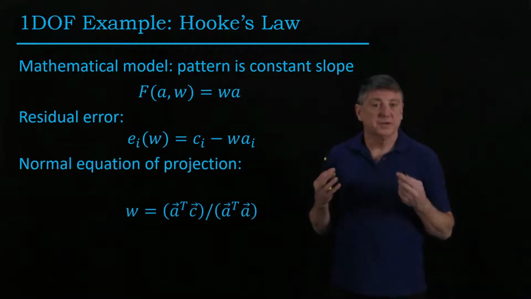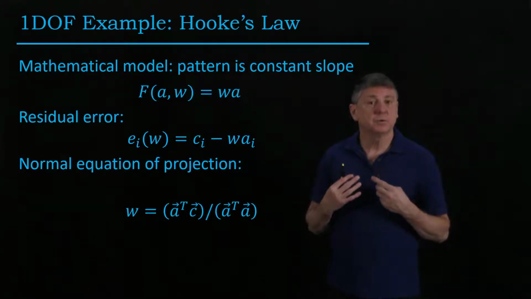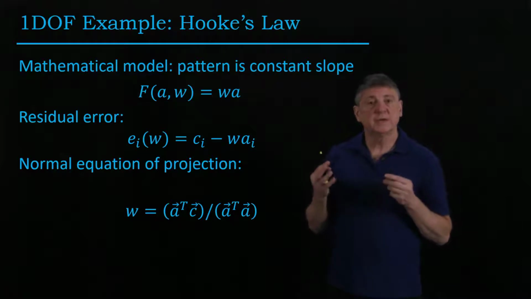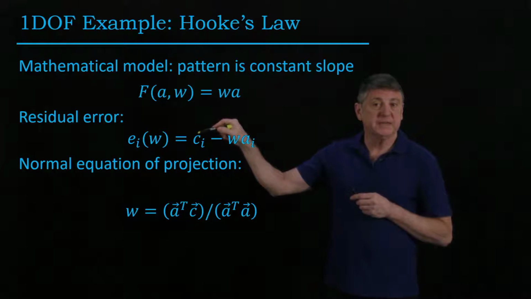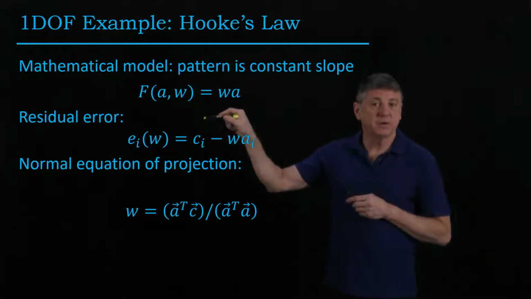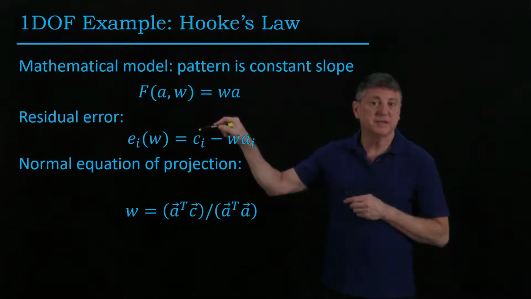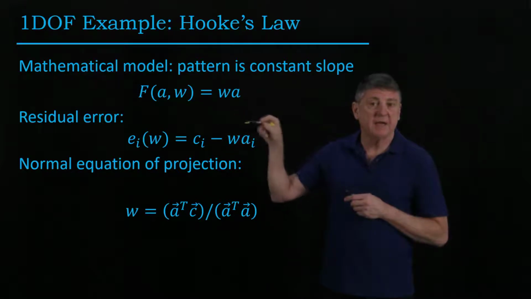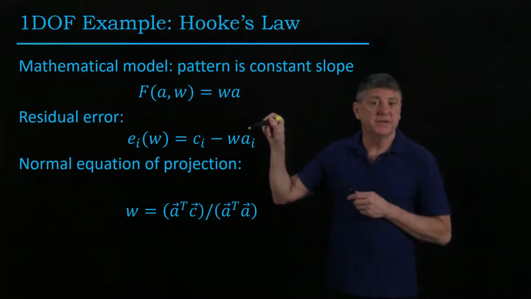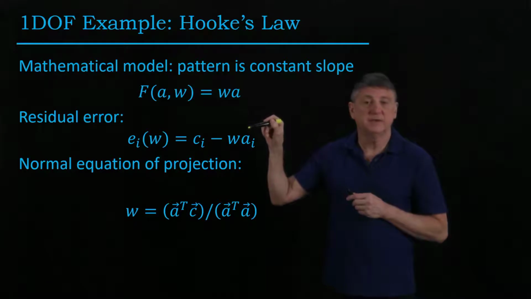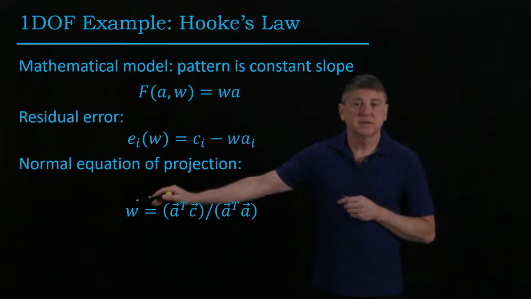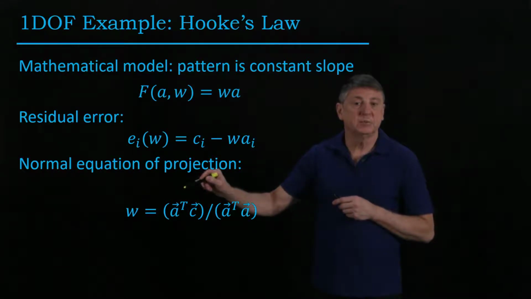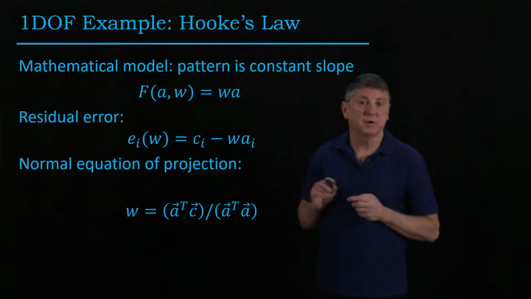The normal equation of projection is something that we've gone through in a previous session. We were looking then at taking a vector C, which in our case is all the dependent observations gathered together into a vector, and the independent observations A, also all gathered together in a vector. And when we do that, we can find this scalar W, which is the parameter of our model, by taking the ratio of two dot products.